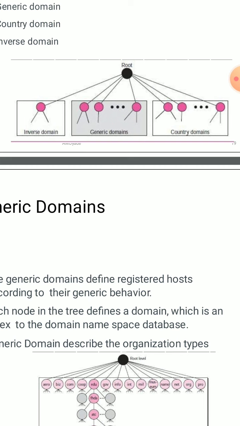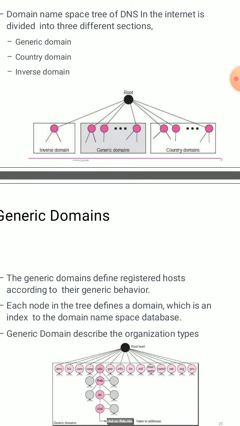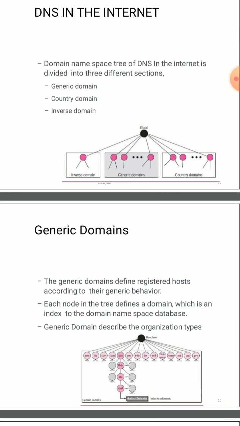The inverse domain is used for finding a name from an IP address or an IP address from a name, in reverse. The generic domain is used for commercial or education purpose websites, and the country domain depends upon the .in, .us and so on. Each country has its own unique two-character code, not two digits, two characters: .in for India, .us for the US. Like that, characters represent the country domain.